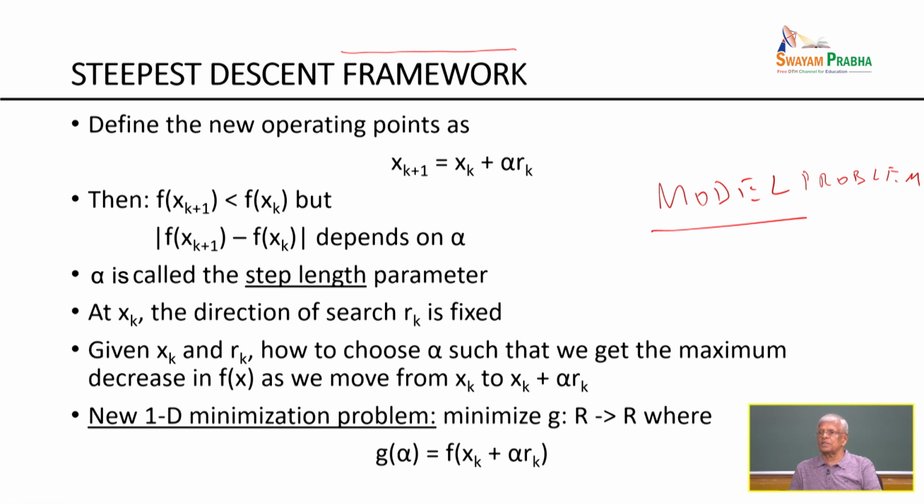What is the quadratic minimization problem? Once again, 1/2 of x transpose Ax minus b transpose x plus c, where A is a symmetric positive definite matrix.